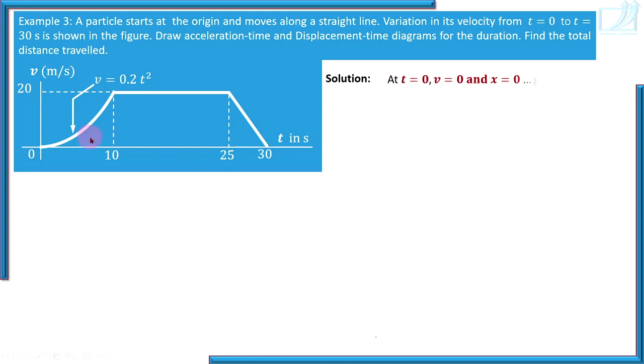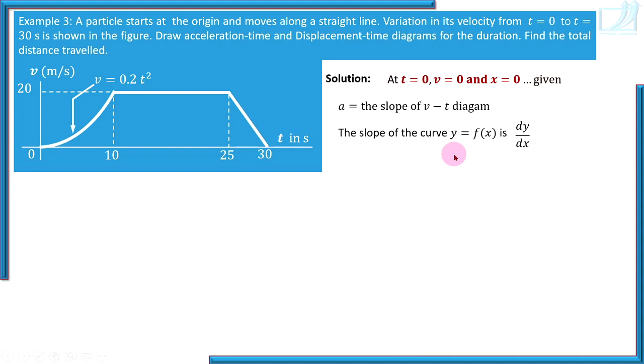VT diagram is given and the information is at t equal to 0, v is 0 and x is 0. So at t equal to 0, velocity 0, it starts at origin. We are going to draw AT diagram now. How is VT diagram related with acceleration? Acceleration is slope of VT diagram, so we'll use that logic. Now this is what you know, the slope of curve y is equal to f(x) is dy by dx. Similarly, the slope of curve v is equal to f(t), nothing but VT curve, is dv by dt, and that is acceleration.